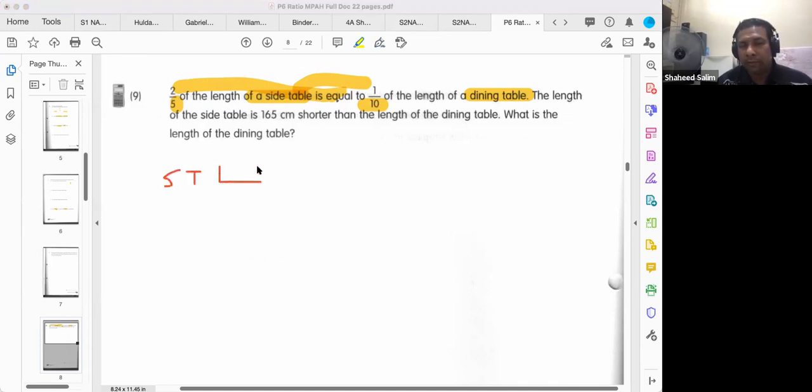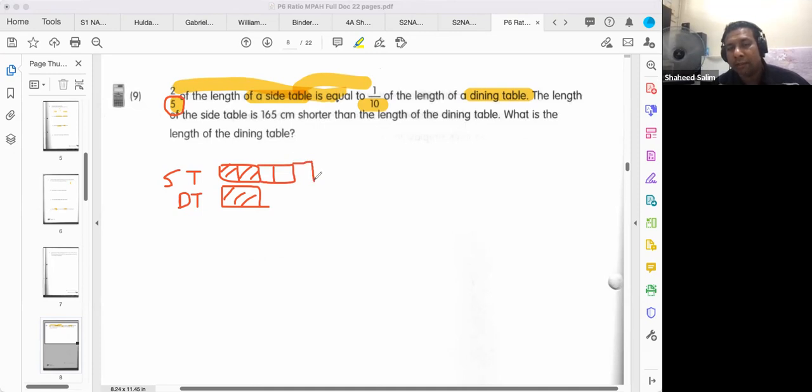There's 2 parts here. And these 2 parts is equal to 1 part of the big table, the dining table. But I have not drawn the total. The side table has how many parts in total? 5. How do you know got 5? Down here got 5. So we need to draw another 2 more and 1 more.